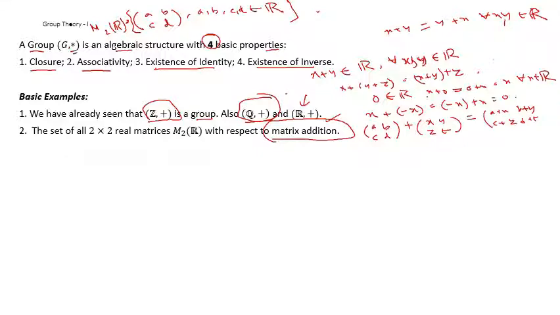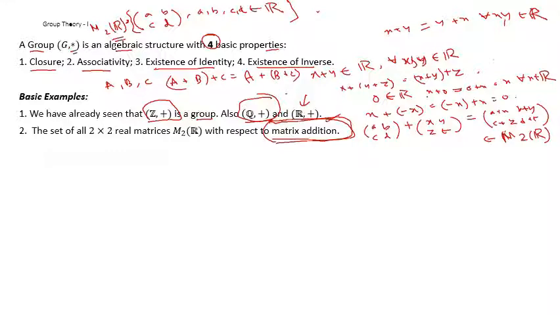This actually belongs to M2R, right? So the closure property is true. Matrix addition, by the property of matrix, it is always associative. That means if A, B, C are three matrices, any matrix, আমরা তো M2R একটা particular type of matrix, A, B, C are any matrices, then we know that A plus B plus C is equal to A plus B plus C.